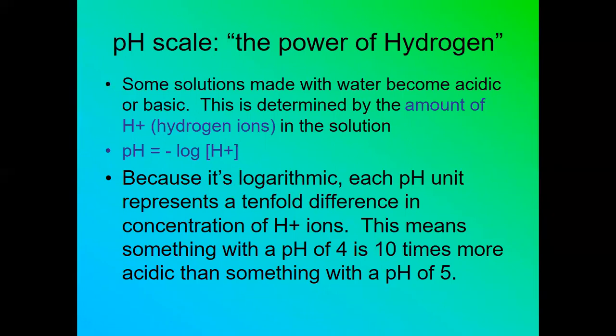What I mean by that is that if I have something that is at the number 1 and I go to the number 2, that acid is 10 times less strong, not 1 time. Or if I have something that is at the number 7 and I go to the number 8, that is 10 times more basic, not 1 time.